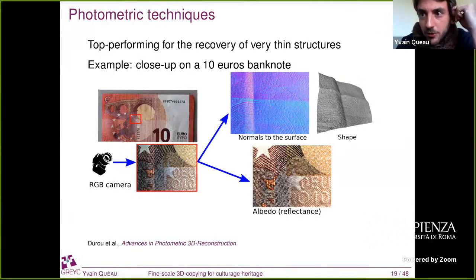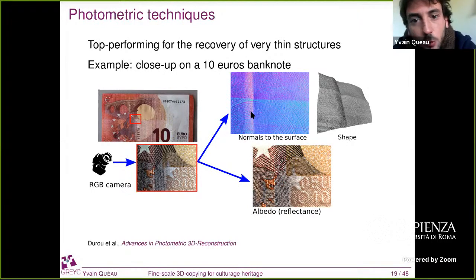What will be important for us in the context of the acquisition of the bio tapestry is that photometric techniques are extremely performing for recovering very thin structures. Here I'm showing an example on a 10 euro banknote, actually on a small part of the banknote that you can see here with the red rectangle. If you just look at the image, you essentially see nothing. You see the color of the banknote, which is its reflectance. But now, with photometric techniques, we are able to separate this reflectance information from the geometry information. Here on top right, I'm showing the 3D reconstruction, and it's very interesting to see all those very small geometric details which start appearing.